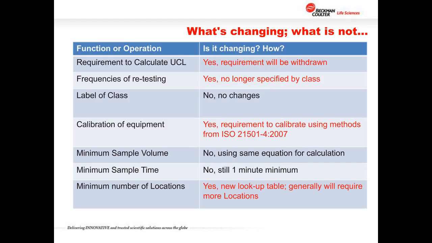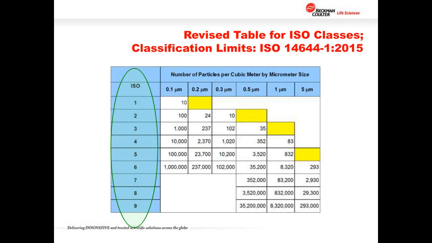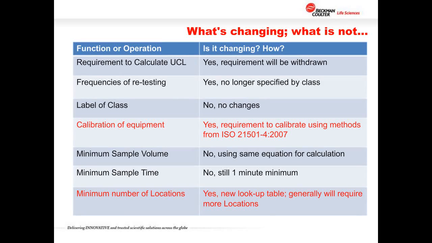So these are the four kind of significant things, but two of these, that is the calibration of equipment and a minimum number of locations, are perhaps the more significant and meaningful ones, so we'll focus on those. Again, the new chart here, based on 14644-1:2015, looks almost identical, other than the outlying values here have been, in most cases, removed for reasons of statistical accuracy. So if we look again at these two things, we'll focus on the calibration equipment and the minimum number of locations.